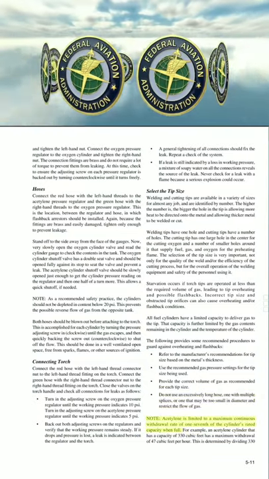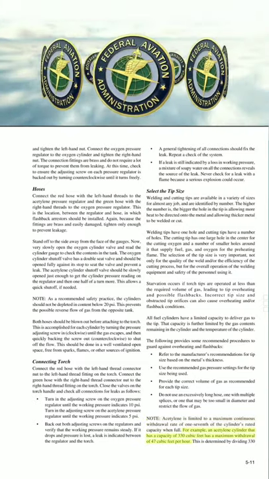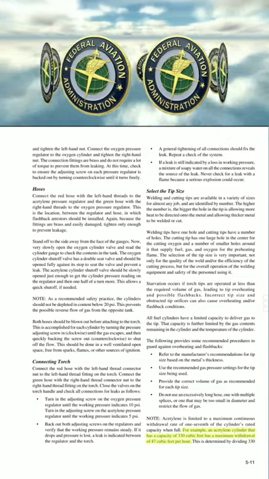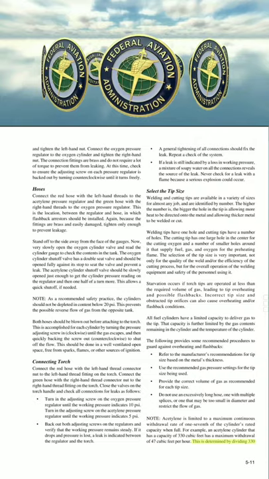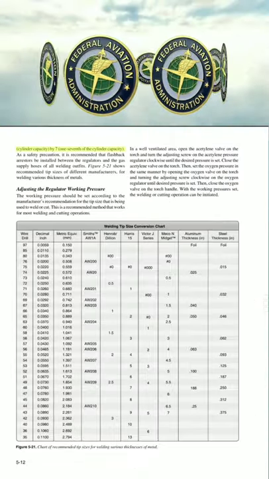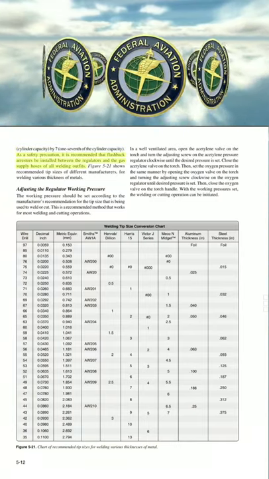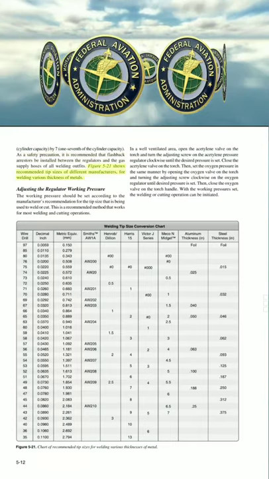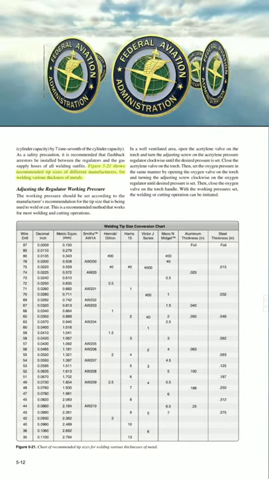Note: acetylene is limited to a maximum continuous withdrawal rate of 1/7 of the cylinder's rated capacity when full. For example, an acetylene cylinder that has a capacity of 330 cubic feet has a maximum withdrawal of 47 cubic feet per hour. This is determined by dividing the cylinder capacity, 330, by 7. As a safety precaution, it is recommended that flashback arresters be installed between the regulators and the gas supply hoses of all welding outfits. Figure 5-21 shows recommended tip sizes of different manufacturers for welding various thicknesses of metals.